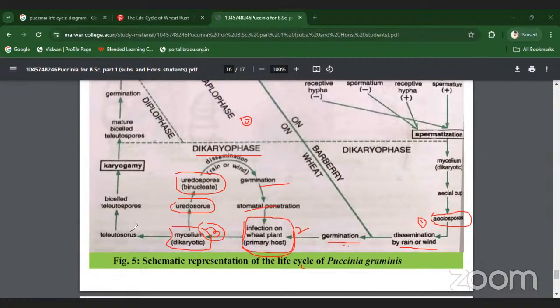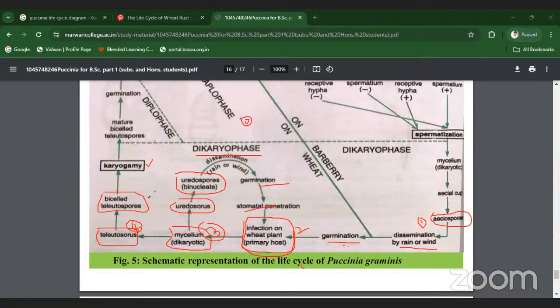But at the end of the crop, in the same pustule at the same place, teliospores develop. This is the fourth step. The first three steps are repeatedly formed. So the teliospores are bicelled teliospores. In the bicelled teliospores, karyogamy takes place, karyogamy of the two nuclei.